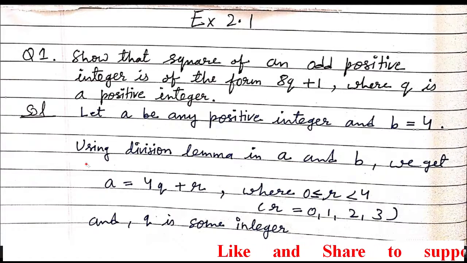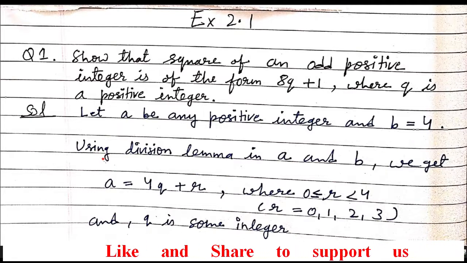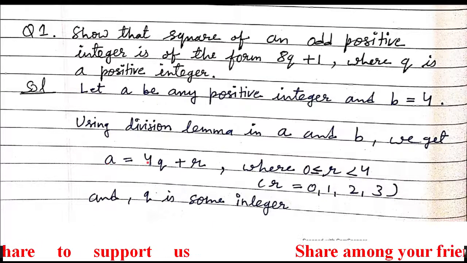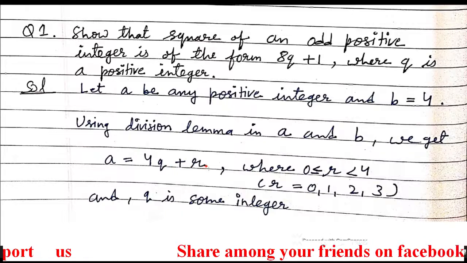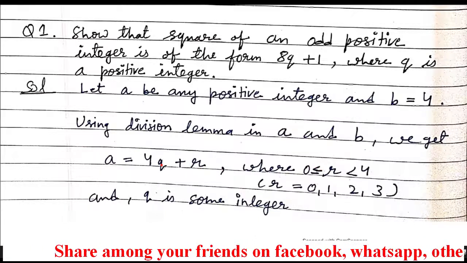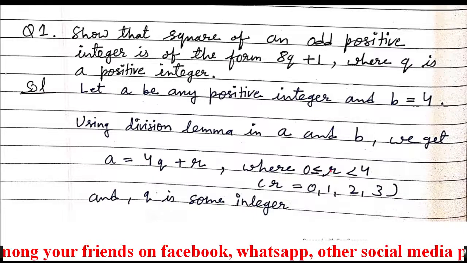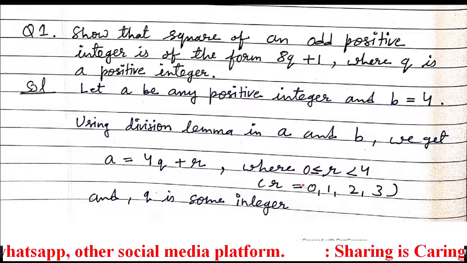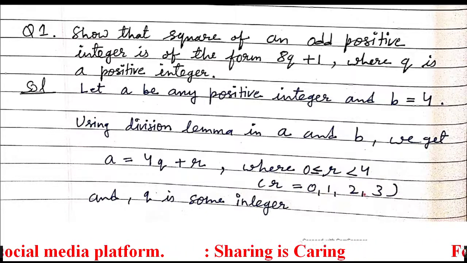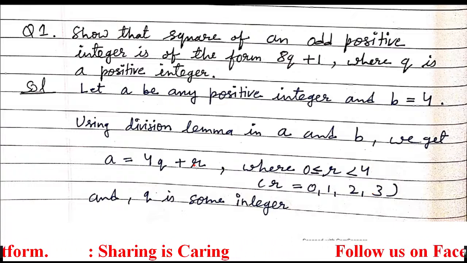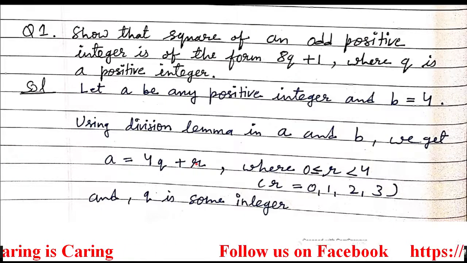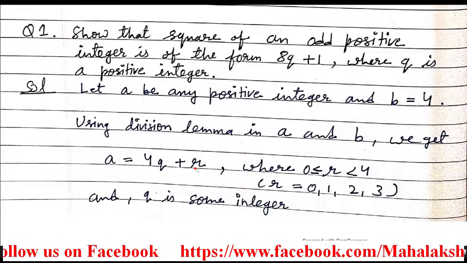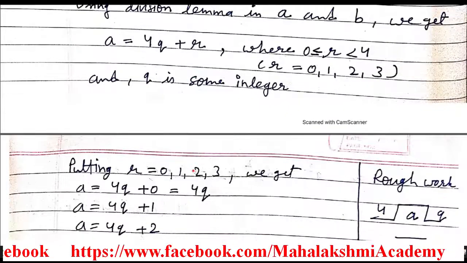Now we are going to use Euclid's division lemma in this. So according to Euclid's division lemma, a is equal to 4q plus r. Now here, because the divisor is 4, r is going to be greater than or equal to 0 but less than 4. So what are the options for r? r can be 0, 1, 2 or 3. Now in this equation, instead of r, one by one we are going to replace first 0, then 1, then 2 and then 3. So that will give us these options.